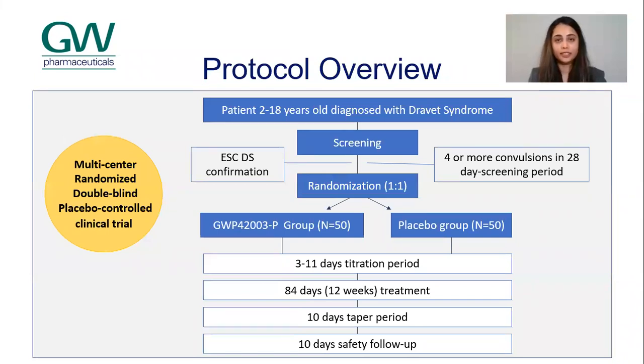Now, coming to the clinical study, it is a multi-centered, randomized, double-blind, placebo-controlled clinical trial for children and young adults diagnosed with Dravet syndrome. Here is the study design. The study plans to enroll 100 participants who will be randomly allocated to receive an oral solution of GWP42003P or placebo in a 1:1 ratio. The randomization will be stratified based on age into 3 groups of 2 to 5 years, 6 to 12 years, and 13 to 18 years.